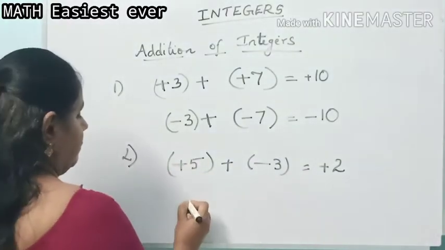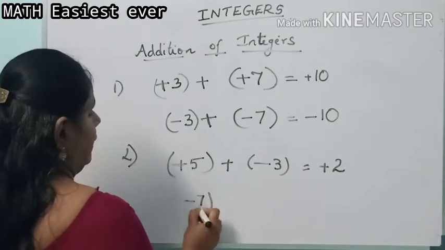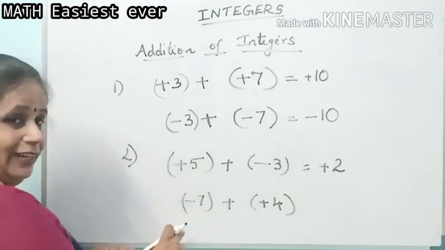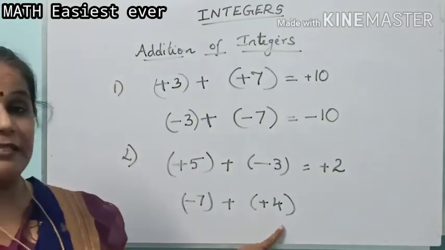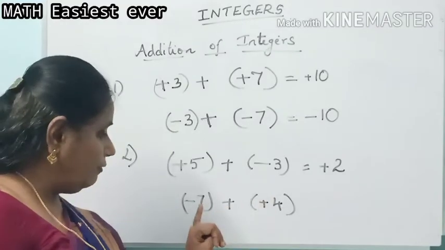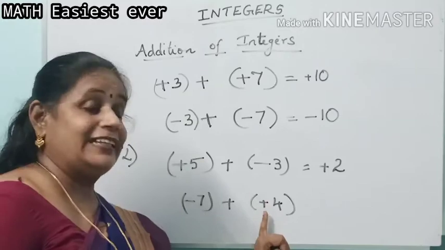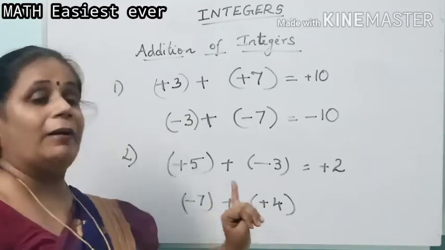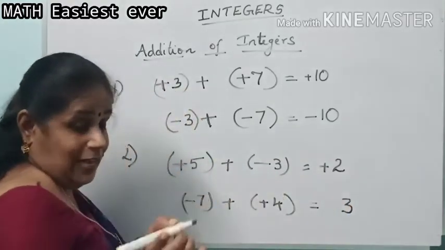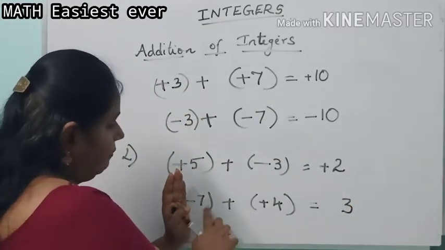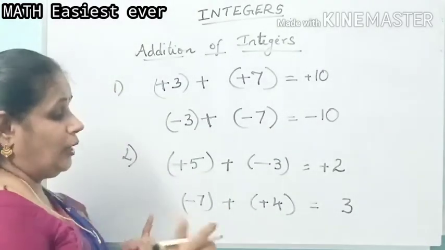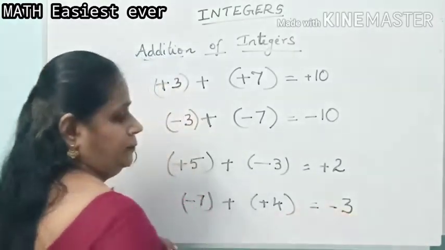We'll go for another example. Second is minus 7 and you have plus 4. Minus 7 is a negative integer and plus 4 is a positive integer. How do you add these two integers? For this, as I told you, you have to find the difference, so subtract. 7 minus 4 is 3, and you have to see the greater number regardless of its sign. Don't see the sign. Greater number, 7 or 4? The greater number is 7. Its sign is minus, so you have to write it as minus 3.